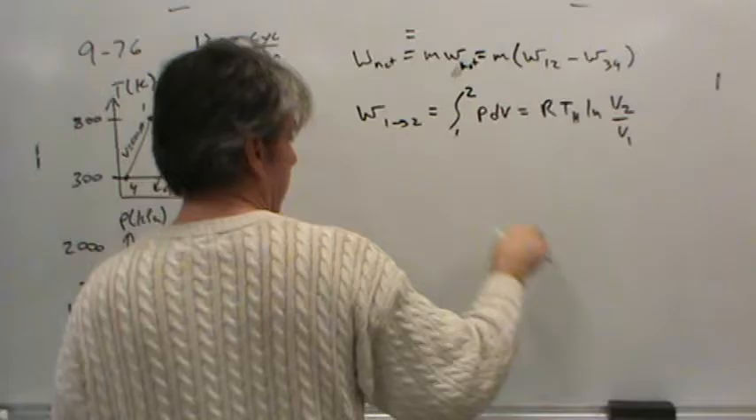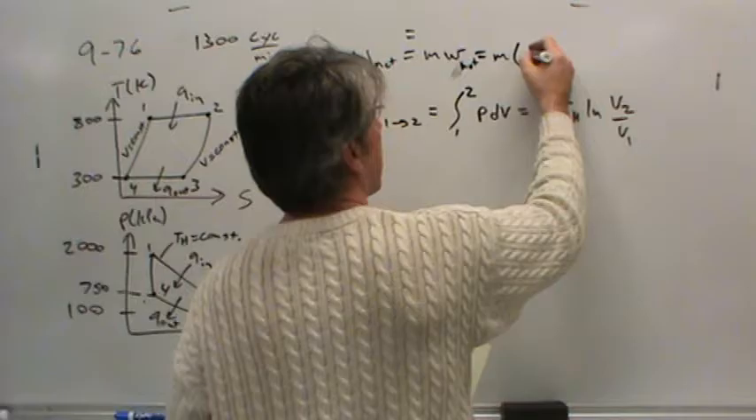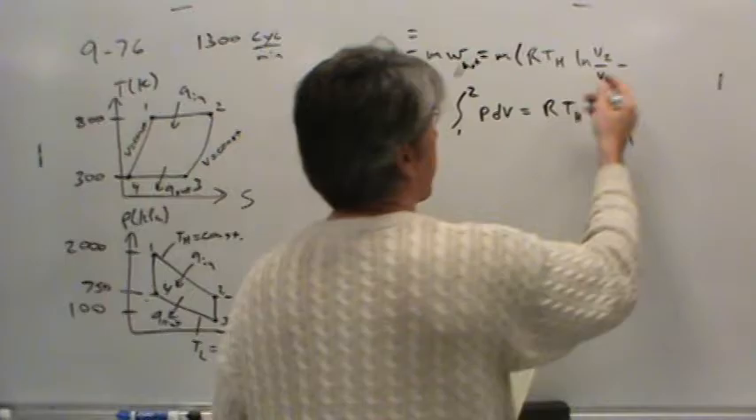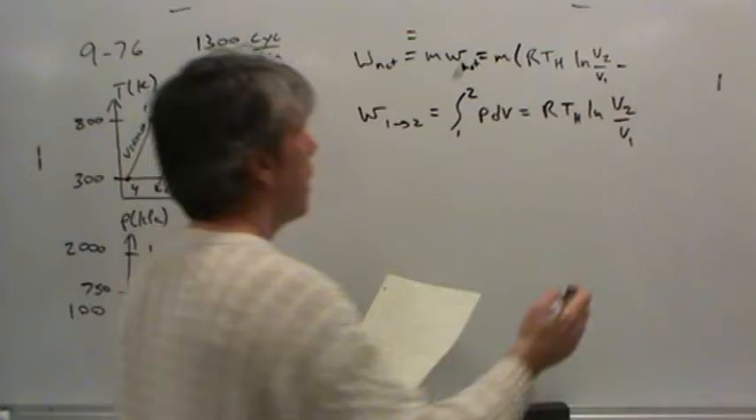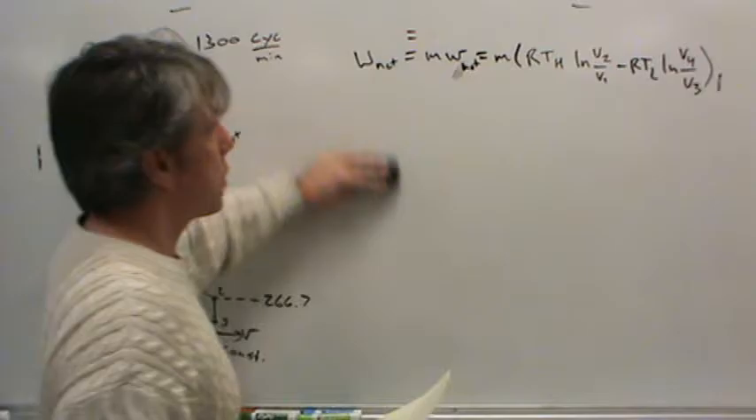So what do we end up with from here? Well, we could plug in this idea, because notice this idea will work from 3 to 4 as well, because it's also a constant temperature process. So we could just replace these as RTH, natural logarithm of V2 over V1, for the first work output term. And for work from 3 to 4, we could replace that as RTL, natural logarithm of V4 over V3.